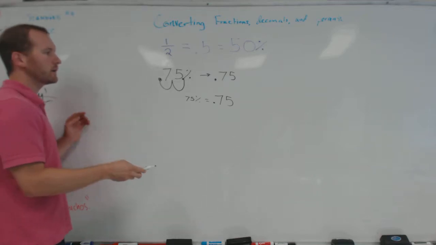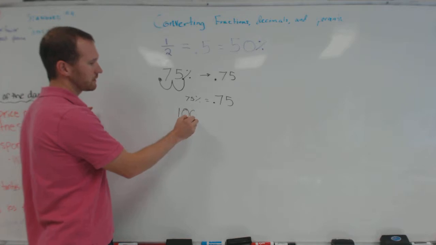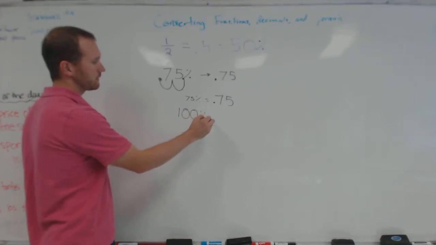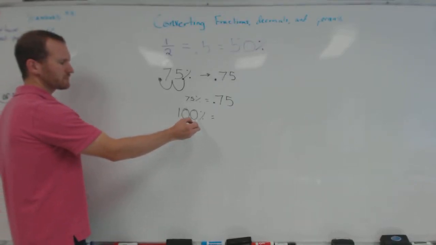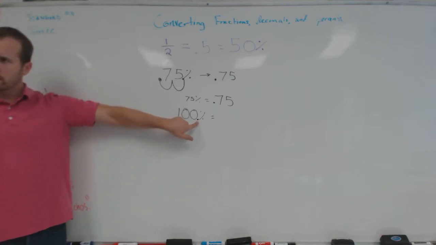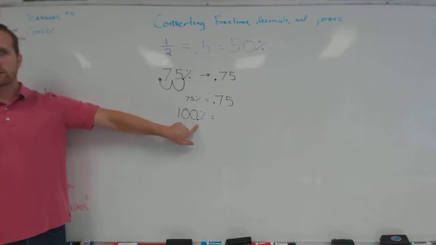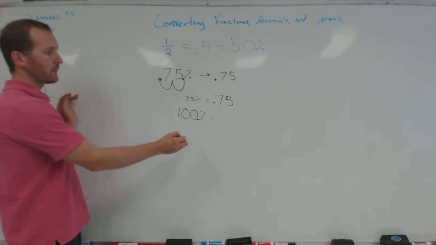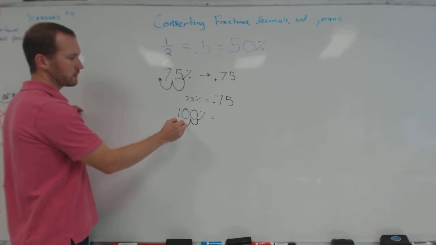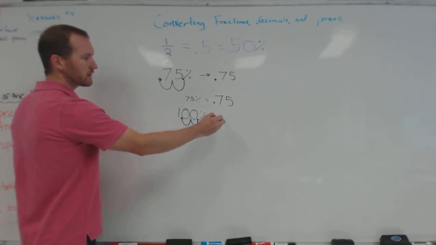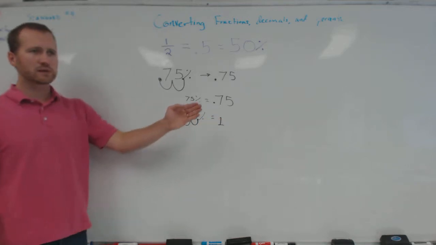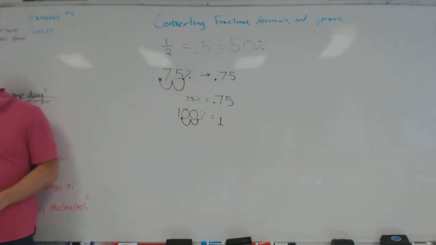What if I had 100%? I want to write that as a decimal. My imaginary decimal point is right there, at the end of my number. And if I move it twice, 1, 2, I'm left with 1.00, which is just 1. So 100% is 1.